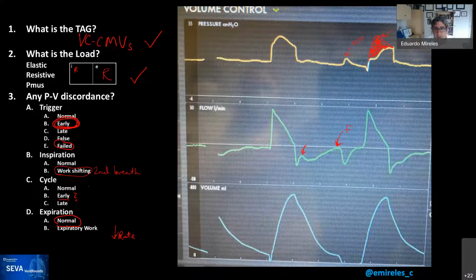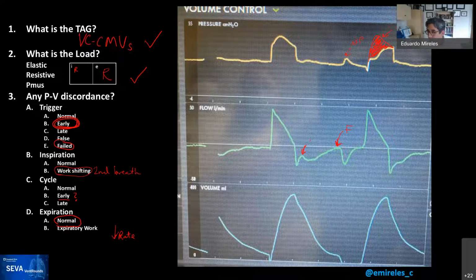Early cycle, I think that's what you saw over here. I don't see it in the next one over here. So I would say usually early trigger comes accompanied by early cycle, but the cause is the early trigger, not the early cycle. So we would call it early trigger. And then expiration is normal. I agree with you. The effort that you see over here is because he failed and he tried to exhale at that period of time. I think that your choice of decreasing the rate is a good one to try to get rid of the auto PEEP. That's one of the ways to deal with that, no doubt.